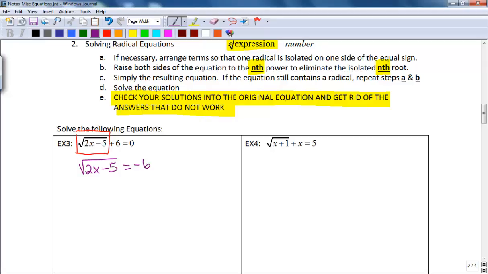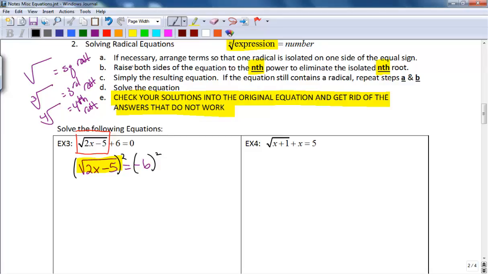Now I have a radical isolated on one side of the equal sign, because this is all alone on one side of the equal sign. B says to raise both sides to the nth power. Now, I keep calling this the square root because it has no number there. If there is no number, that's going to equal the square root. If you have a 3 in there, that's called an index, that's your third root. 4 is your fourth root, etc. So you take a look at the index, or your n there. Well, if there is no number, that's an implied 2 for square root. So that means I need to raise both sides to the second power.